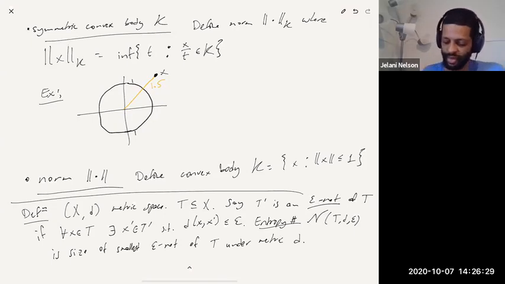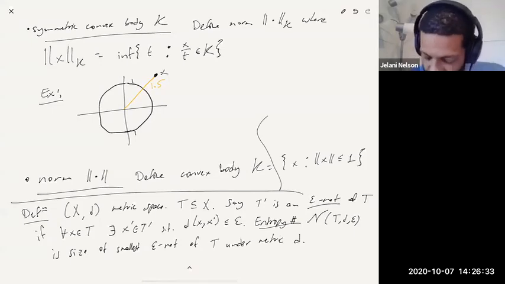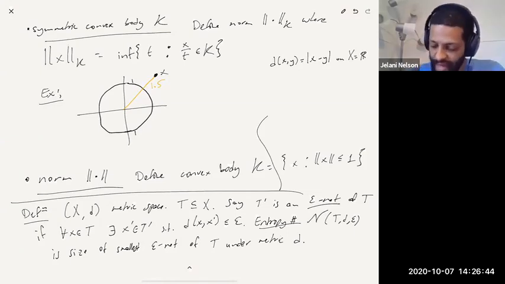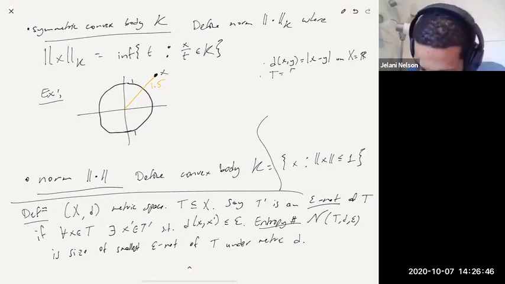Okay, so a picture there. Let's just say that X is the real line, and the distance between x and y is just the absolute value of x minus y, on X, which is R. And let's let T just be the interval from 0 to 1.